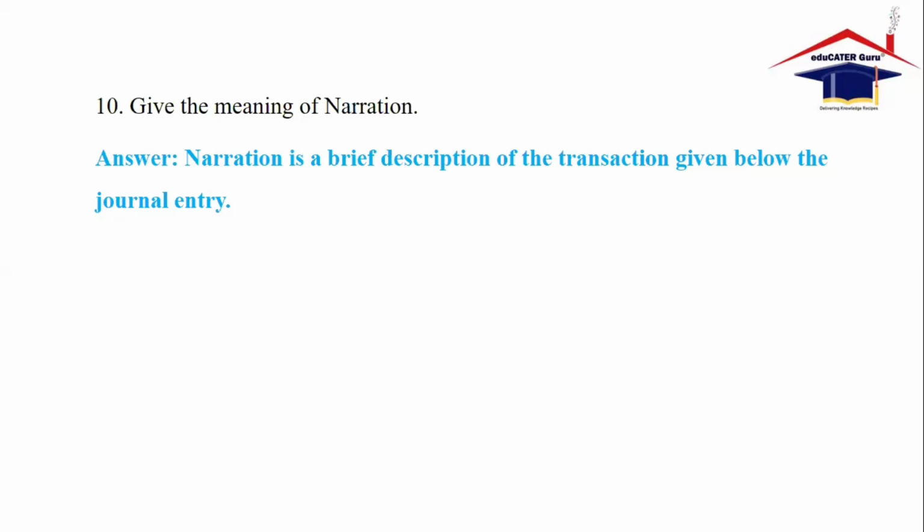So just by seeing the entry you cannot understand the details, so below it a description is given, which is called narration. There you'll give a detailed explanation regarding the entry, like purchase has been made from such and such a person for cash or credit. Like this you'll give a description, that is called narration.